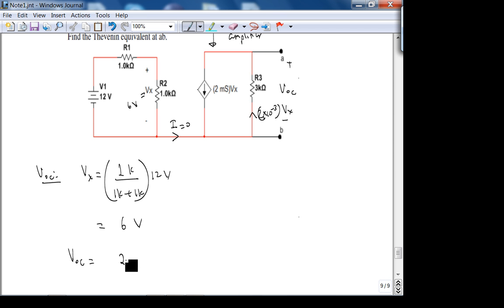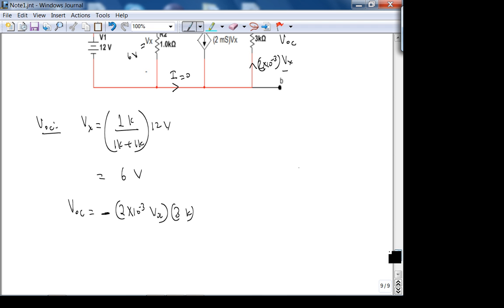So now, Ohm's law gives V equals I, the voltage-controlled current source, times R, which is 3K. But what's the sign? Negative, right? Current enters in the negative direction of voltage drop. So it turns out this is negative. The milli and the K cancel, so I get negative 2 times Vx, which is 6, times 3. Negative 36 volts. That's Voc. Okay? Is that clear?